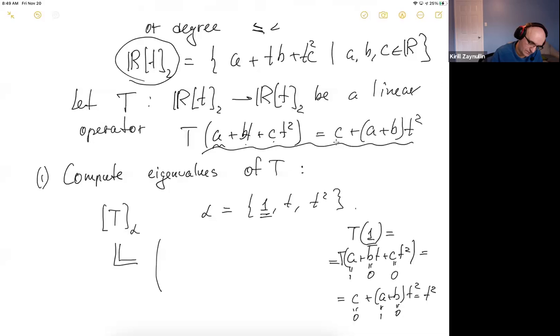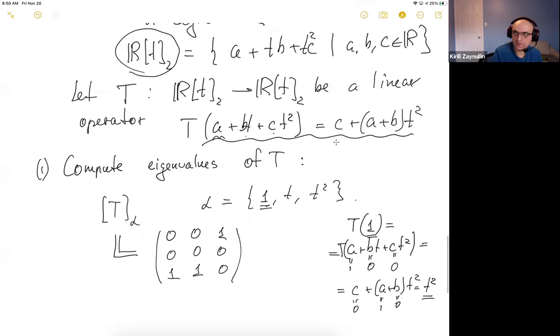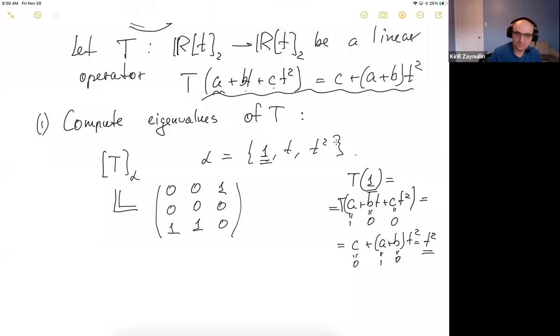So what vector do I get? The coefficient at the constant is 0, at t is 0, and at t² is 1. Similarly, I compute T applied to t and get the vector 0, 0, 1. Finally, when I apply it to t², I get 1, 0, 0. So this is my matrix.